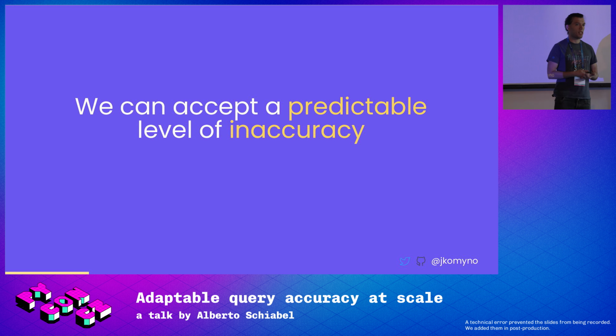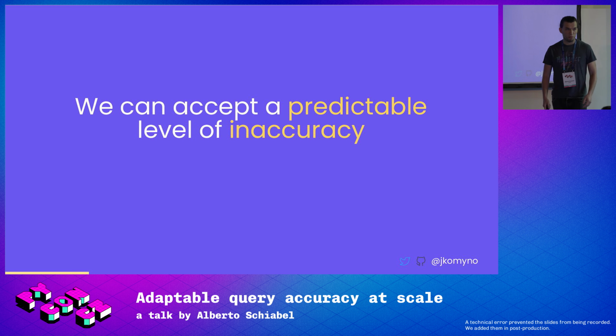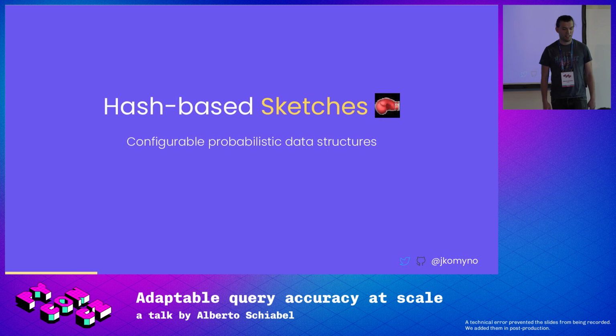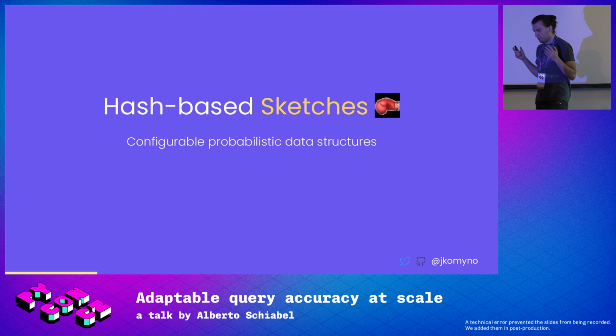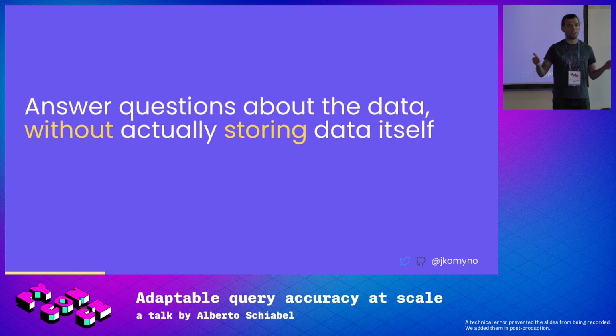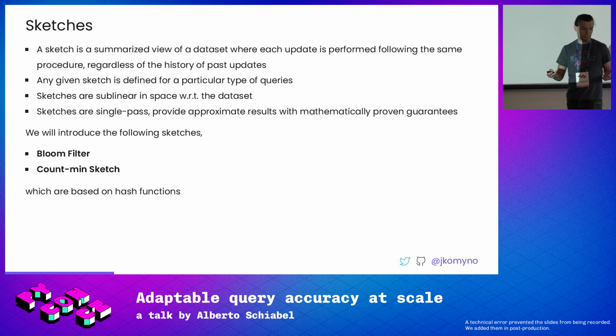So we can start to accept some inaccuracy. Of course, we don't want unbounded inaccuracy, right? We want to be sure that our answer to the query is still precise enough, still close enough. So we want a predictable level. And one of the principal tools for this is hash-based sketches. They are probabilistic data structures, and they have this very nice feature in which they don't need to store your data to allow you to ask questions about the data itself. They just need to see your data once, maybe processing that in a stream. And processing things in streams requires much less memory than keeping everything in memory persistently. So that's quite neat.